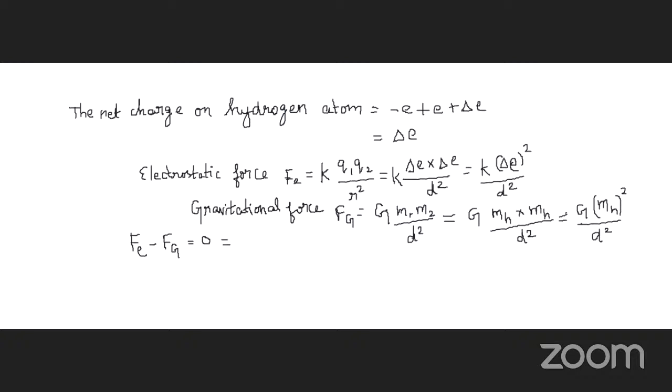This is nothing but K into delta E the whole square divided by D squared minus G into MH the whole square divided by D squared equal to 0. So this implies we can take LCM of the two fractions. The D squared will be removed. So we are left with K into delta E the whole squared minus G into MH the whole square equal to 0.